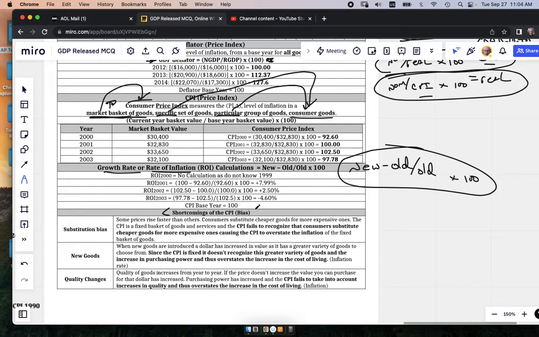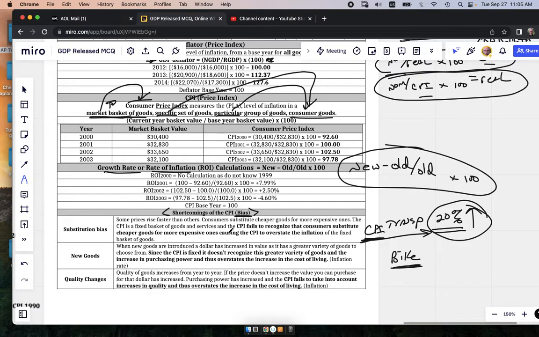There are some shortcomings to CPI, what we call biases. I'll just give you a quick example. If they say transportation costs have gone up by 20%, that's what our CPI would tell us. But if I still use the same bike that I was using in primary school to get to work, have I been hit by that 20% inflation rate that the CPI has talked about? No, absolutely not, right? The CPI can't tell whether we're substituting cheaper goods.